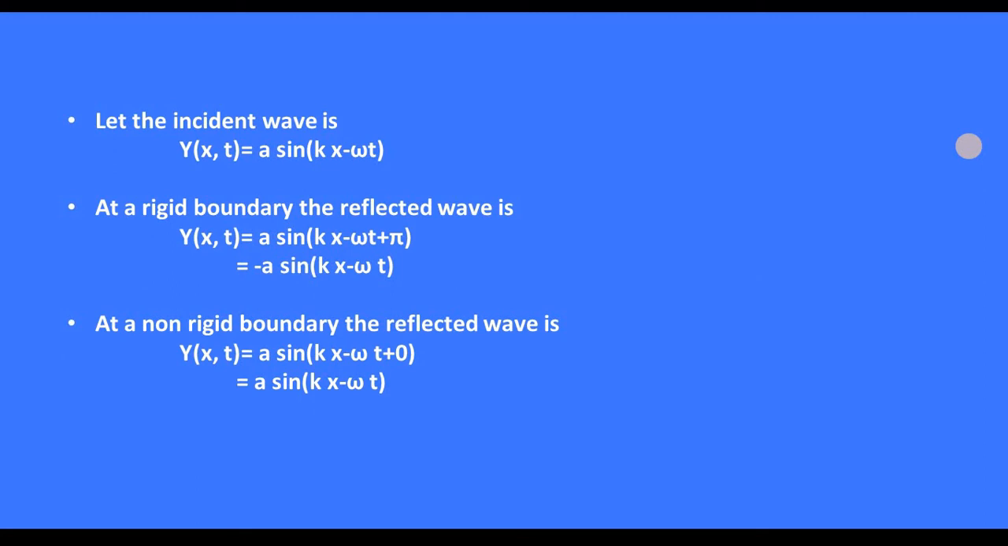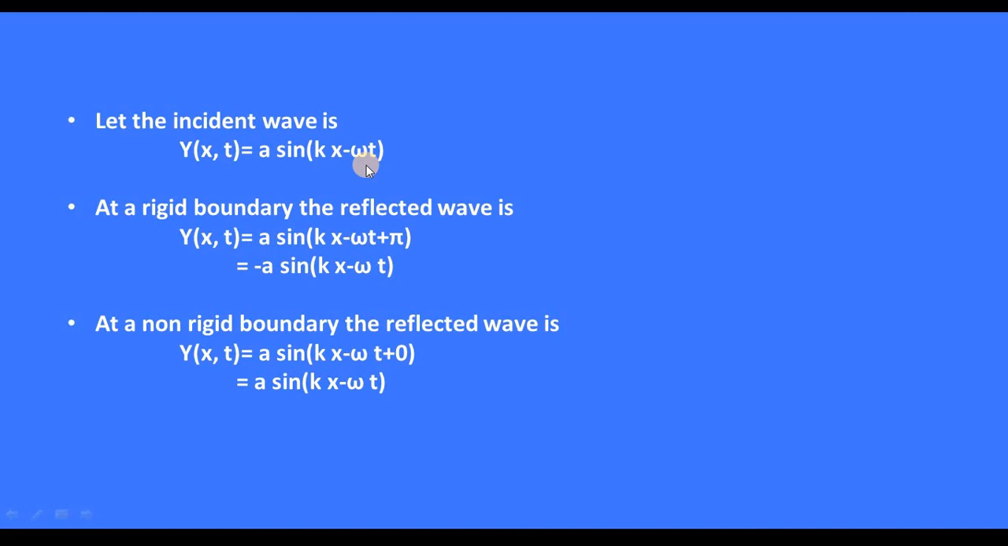So here, if you are taking the wave equation, let the incident wave be y of x comma t equals a sin of kx minus omega t. Here y of x comma t represents the displacement, and a is the amplitude of the wave. kx minus omega t is the argument of the sine function. k represents the wave number, x is the position of the displacement, omega is the angular frequency, and t is the time, which tells at what instant the wave is at which position.